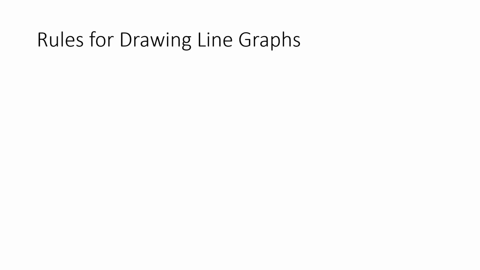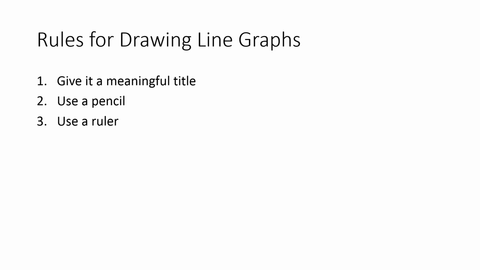Let's look at some of the rules for drawing line graphs in science. Most of them will come as no surprise to you, and you won't need to practice them any more tonight. They are giving your graph a meaningful title. Calling it graph is not meaningful. So in class we might practice a few titles that are meaningful. Use a pencil. This is really important because it's very easy to make mistakes when you're drawing graphs. And if you've used a pen, you'll throw away pages and pages of paper before you're finally happy with it. So always use a pencil.